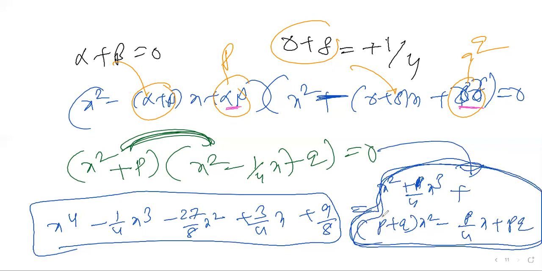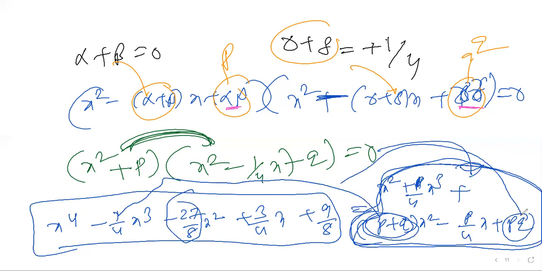Compare these two equations. What are you going to get? What's the value of p plus q? P plus q, you'll get this one: x square, minus 27 by 8. P into q gives 9 by 8. Are you clear? Can I write clearly?